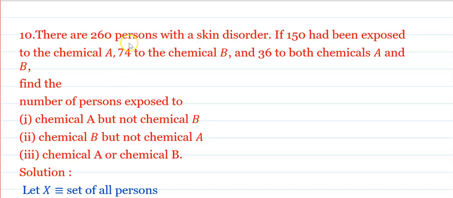There are 260 persons with a skin disorder. If 150 had been exposed to chemical A, 74 to chemical B, and 36 to both chemical A and chemical B, find the number of persons who were exposed to chemical A but not chemical B, chemical B but not chemical A, or chemical A or chemical B.